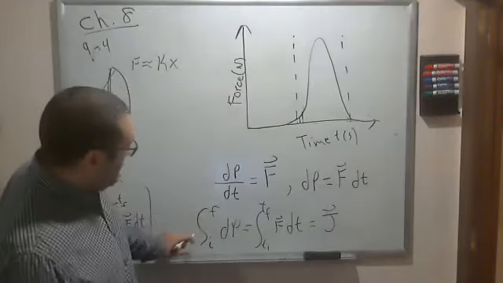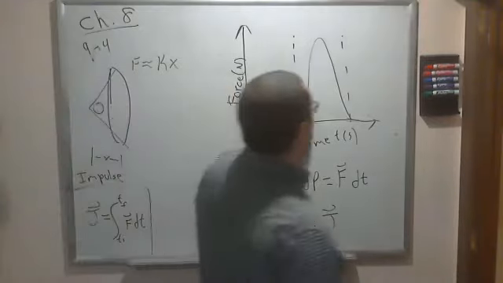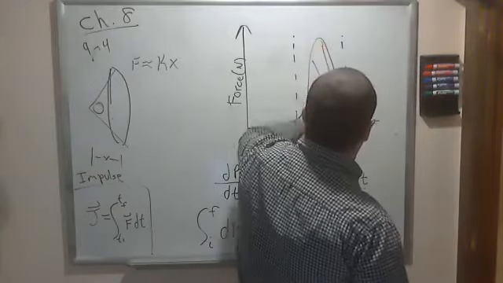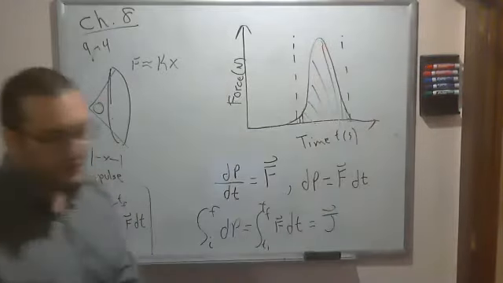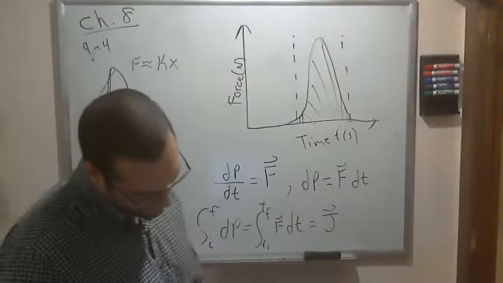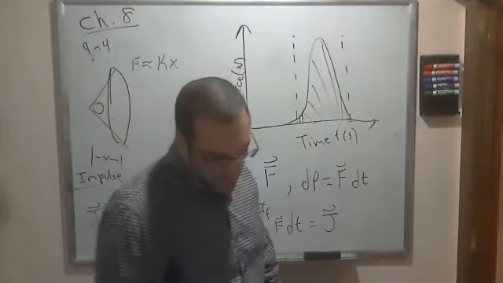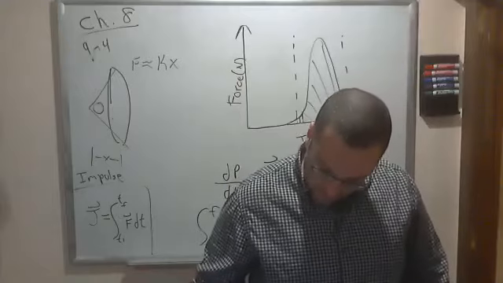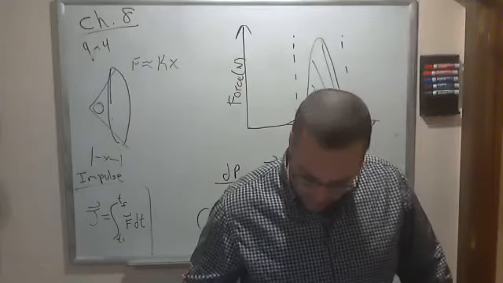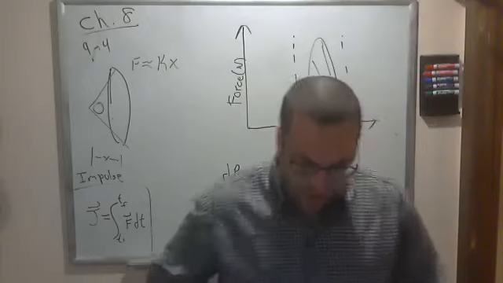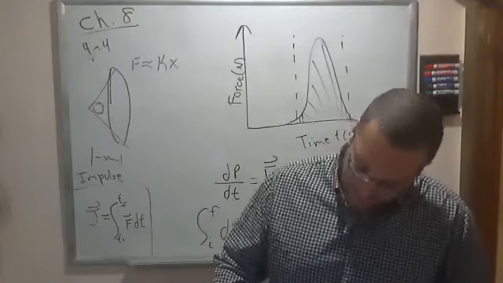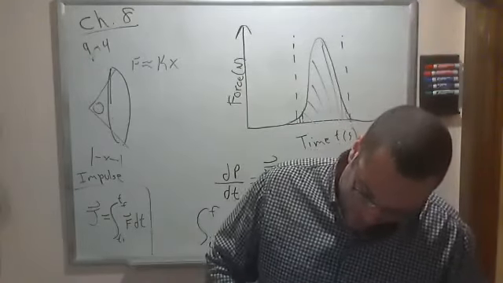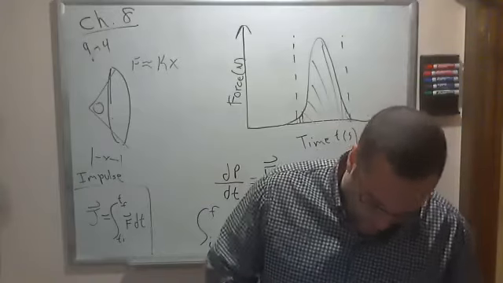Now, the change in momentum is just the area underneath the curve, right? Just this area underneath the curve. Take a look at example 9.6 at home. It's a pretty simple one, but I want to move on.